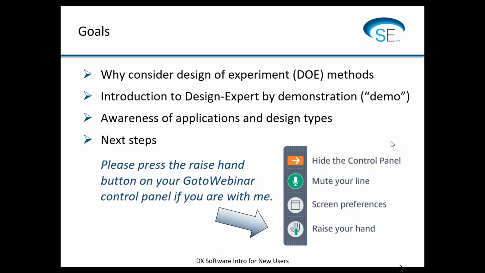So the goal here really is first and foremost to understand why we would want to consider DOE methods in the first place. Okay, what is there about this type of experimental approach that is superior, arguably superior to any other approach? We are going to introduce Design Expert by demonstration. We will actually do, in this short 1 hour, 3 case studies of different types of designs. Okay, so a lot coming at you. So with that, we're going to give you an awareness and applications for the different design types, or at least a few of them. And we'll provide some next steps so that you can continue your journey.